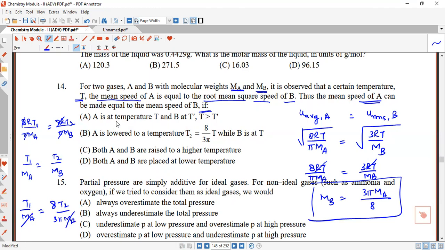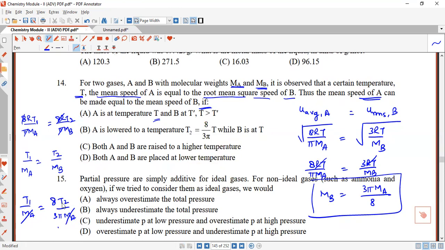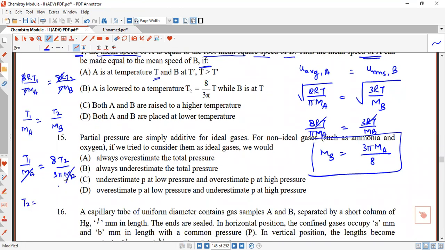Okay. So A is at a temperature T. If the temperature of A is T, the temperature of B is T dash, T should be greater than T dash. Okay. Now from here you can see T2 is what? 3 into pi. The value of 3 into pi, 3 into 3.14, is 9.42, right? It becomes 9.42 divided by 8.